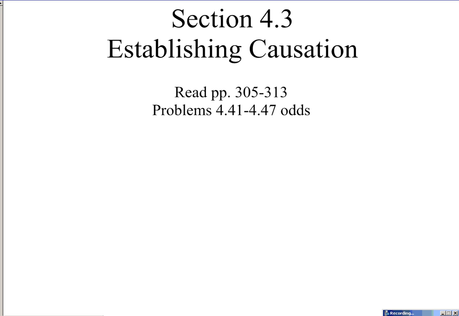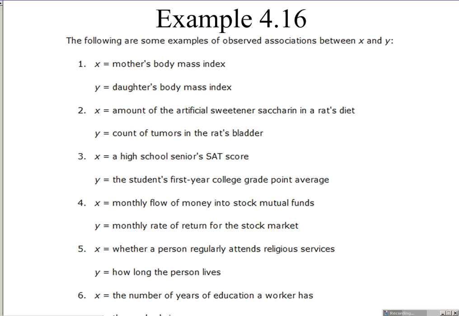Section 4.3, Establishing Causation. Following are some examples of observed association between X and Y. We're going to go through each of these 6, and we're going to talk about causation, common response, and confounding between variables. Relationship number 1.